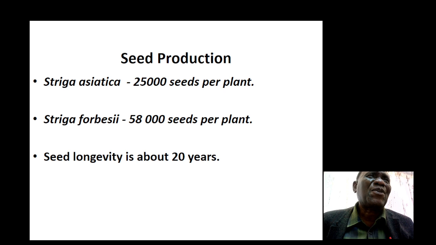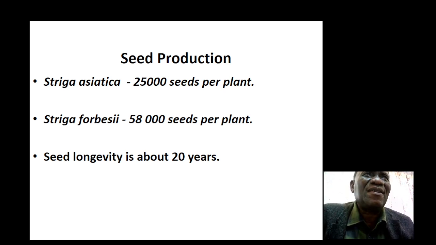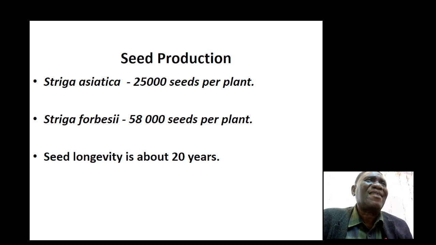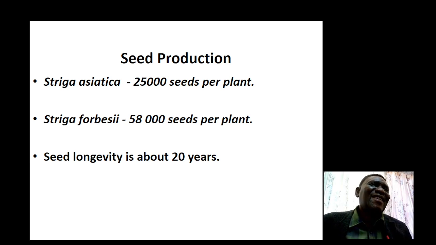Now this is the seed production. Striga asiatica can produce 25,000 seeds per plant. Striga forbesii about 58,000 seeds per plant. And these can last for 20 years being live. That is where the problem starts in terms of control. The production of seeds is very high and they can last for a long time within the agricultural fields.